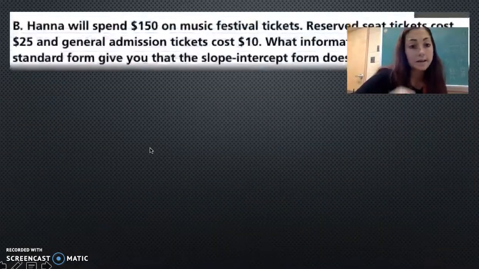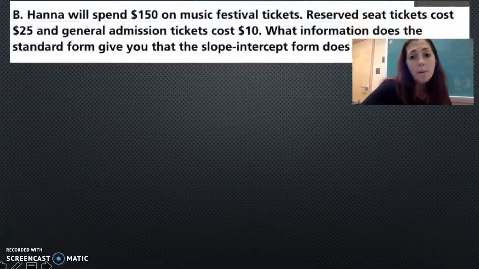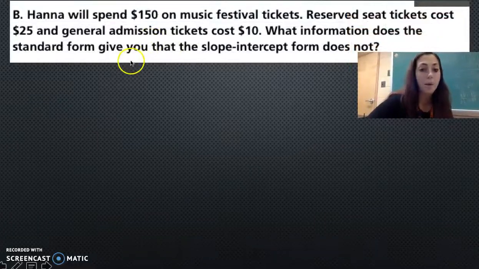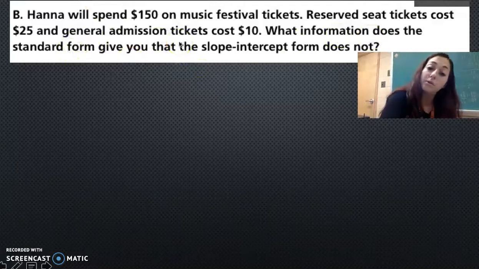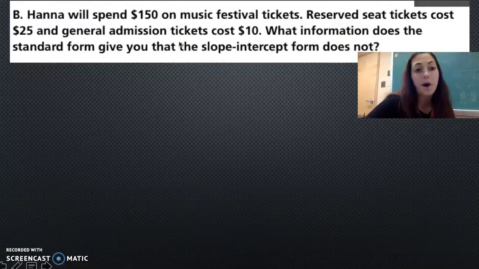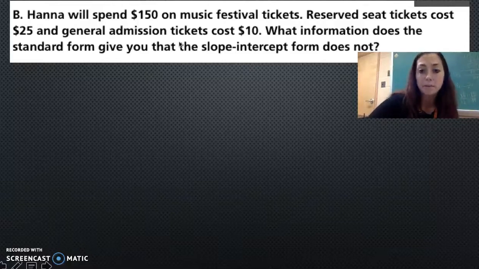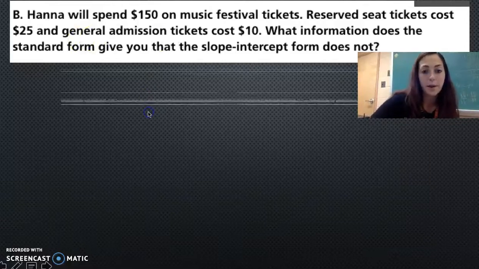All right, what's next? So now let's talk a bit more about this. Hannah's spending, same problem. What information does the standard form give you that maybe the slope-intercept form does not? Let's see the value of why we are using standard form. If you notice slope-intercept form, there was value in it. You got your slope and you got your y-intercept. But in real life situations, what do we get from standard form? So let's look at that.